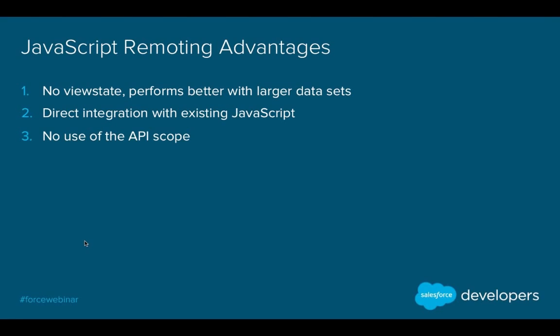The key thing there is that JavaScript remoting is not going to consume any of your API calls for a Visualforce page. And we shouldn't have to use the API scope within the Visualforce scope. We can keep that API scope open for our third-party implementations, our mobile applications, our ETL tools, and all the other things that must rely on the API scope itself.